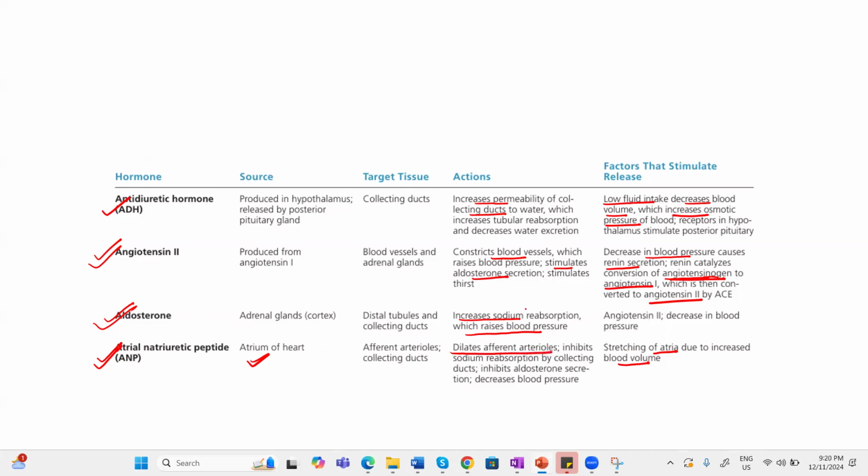So I hope this summary at the end, which I have given you, and what I explained, regulation of kidney function by different hormones, this topic might be easy for you.